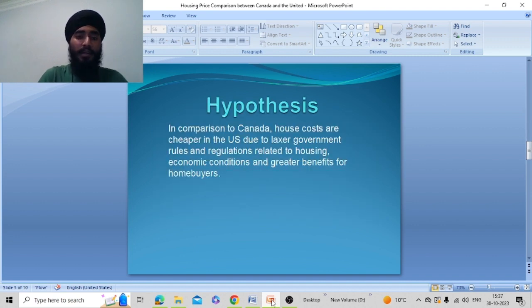I come with one hypothesis on why Canada has expensive houses as compared with the neighbor nation, the US. The hypothesis is that house costs are cheaper in the US than in Canada due to government rules, laxer rules and regulations related to housing, and some economic conditions, with greater benefits for home buyers. In Canada, there are some rules and regulations by the government which make it not easy for home buyers to get a home.